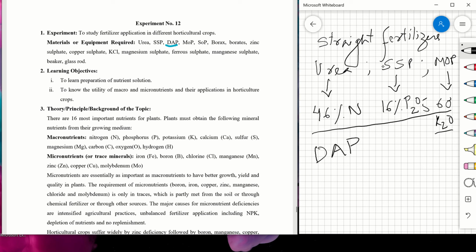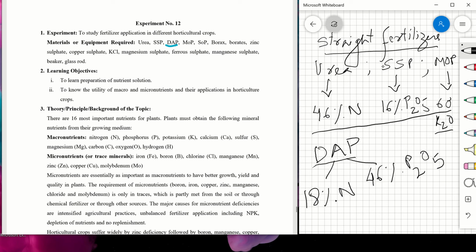So what are the two major nutrients it contains? It contains 18% nitrogen and 46% P2O5. Okay, so this DAP is a little bit cheaper, so it is more often used uniformly. So you should remember this: straight fertilizers and complex fertilizers. DAP is a complex fertilizer.